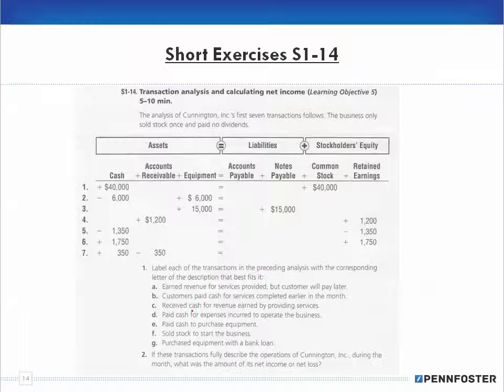All right. So A is earned revenue for services provided, but customers will pay later. B is customers paid cash for services completed earlier in the month. C, received cash for revenue earned by providing services. D, paid cash for expenses incurred to operate the business. E, paid cash to purchase equipment. F, sold stock to start the business. And G, purchase equipment with a bank loan.